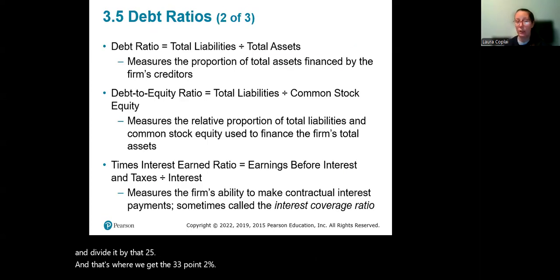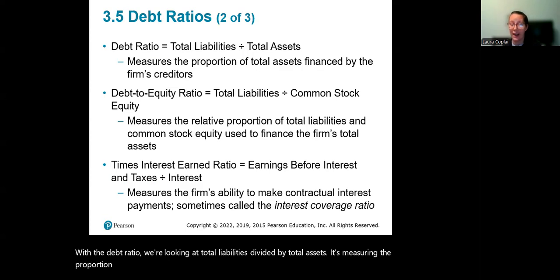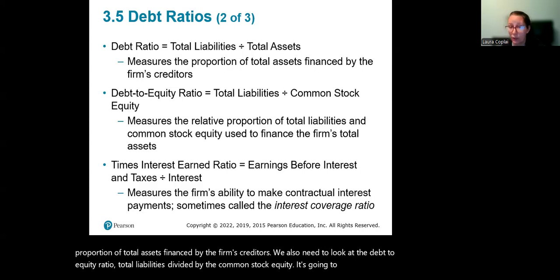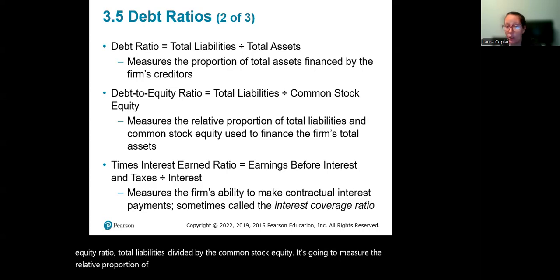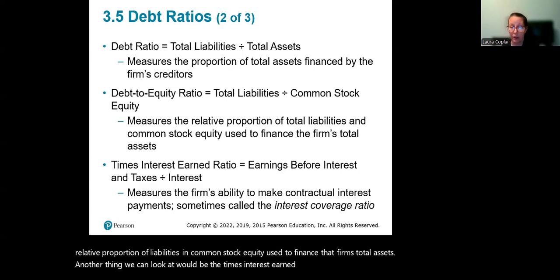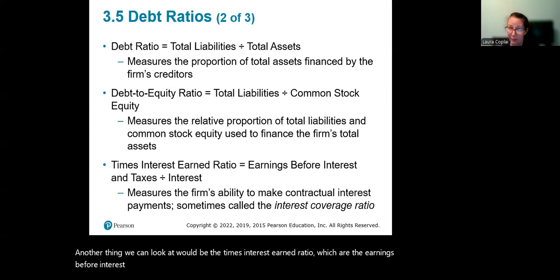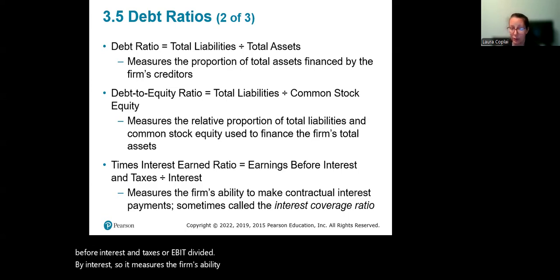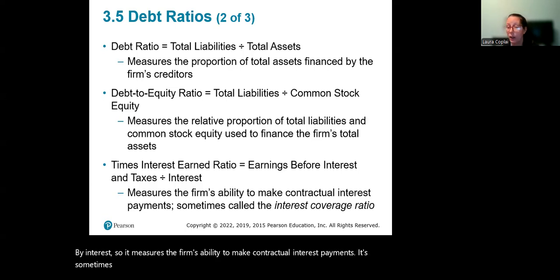With the debt ratio, we're looking at total liabilities divided by total assets. It's measuring the proportion of total assets financed by the firm's creditors. We also need to look at the debt to equity ratio: total liabilities divided by the common stock equity. It measures the relative proportion of liabilities and common stock equity used to finance the firm's total assets. Another thing we can look at is the times interest earned ratio, which is earnings before interest and taxes, or EBIT, divided by interest. It measures the firm's ability to make contractual interest payments. It's sometimes called the interest coverage ratio.